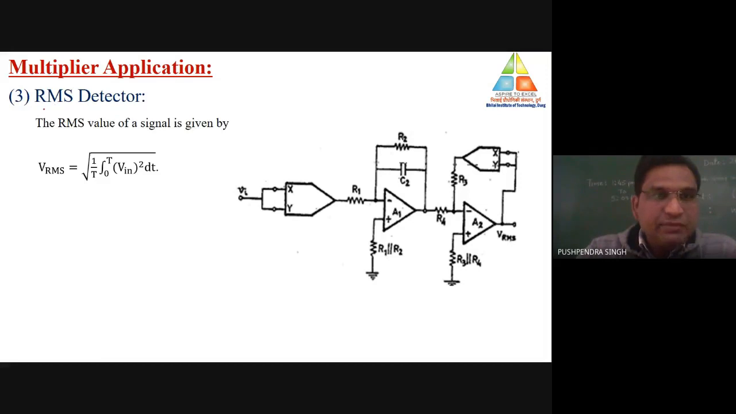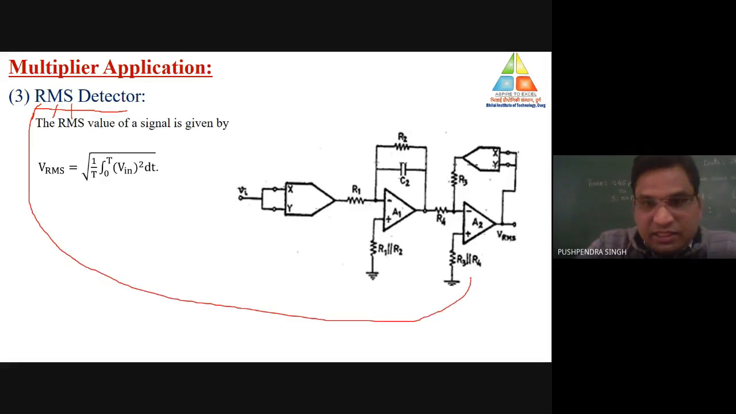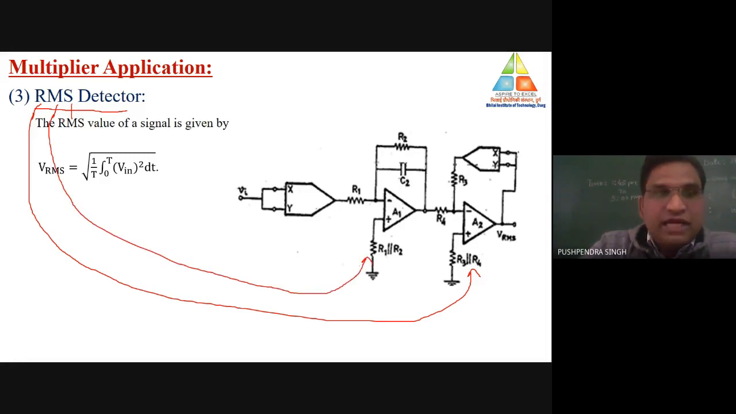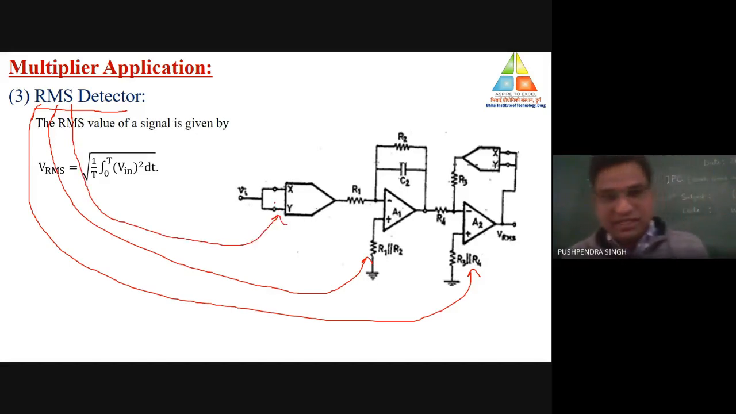Now the last one is the RMS detector. It's the simplest application of the multiplier. As its name denotes, root, mean, square. So based on the simplification of these terms, RMS, we are using the circuit. Root, starting from the last circuit, this circuit is used for root. Second one is mean. This integrator circuit is used for calculating the mean, and S denotes the square. So this squaring circuit is used for taking the square of the term.